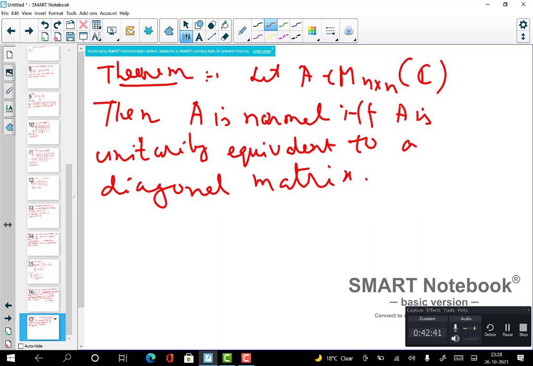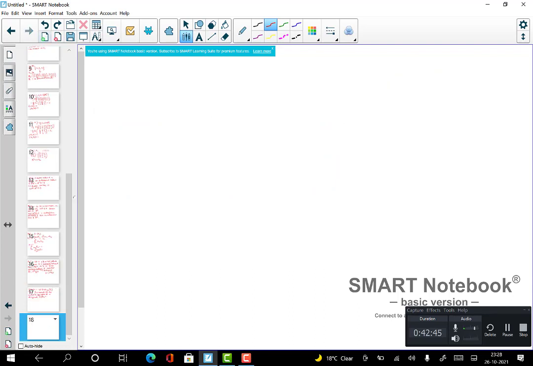Now this is an if and only if condition. So what does that mean? That means if you start with a normal matrix, then you can find a unitary matrix P such that you can write A equal to P star D P, where D is a diagonal matrix, and conversely. Conversely means if you start with a matrix A which is unitarily equivalent to a diagonal matrix, then you can also prove that A is normal.